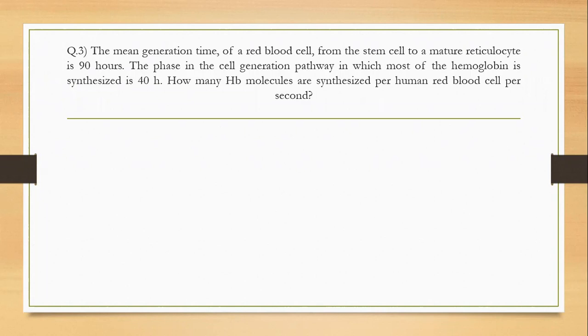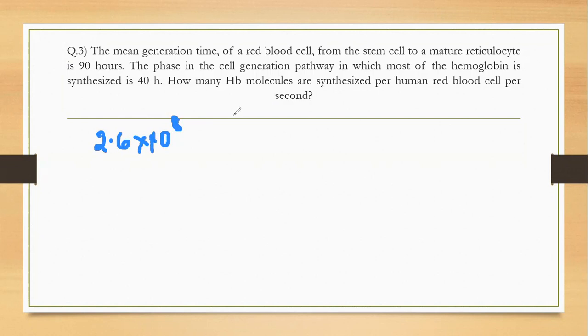Now, moving on to the next. The mean generation time of a RBC from stem cell to mature is 90 hours. The phase in the cell generation pathway in which most of the hemoglobin is synthesized is 40 hours. How many Hb molecules are synthesized per human RBC per second? So what did we see? That the number of molecules is given, which was around 2.6 into 10 raised to 8 from the previous question. Now it is given that the generation pathway is taking around 40 hours. How many Hb molecules are synthesized per second?